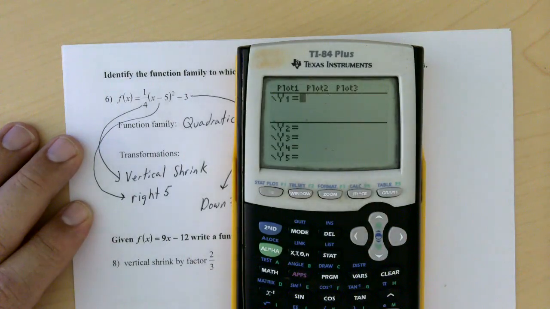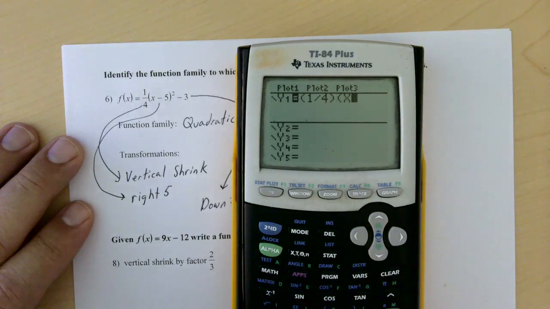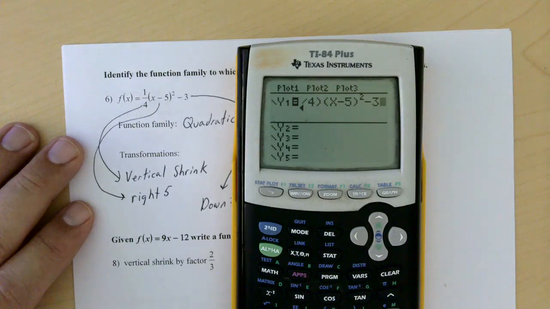So if you simply go to your y equals screen, we type in this rule. So remember, fractions just put in parentheses, 1 divided by 4. I have x. Remember, your x is underneath the mode. So I have x minus 5, close the parentheses. I'm going to square it, and then I'm going to have a -3. And make sure it's a negative 3 and not a minus 3.